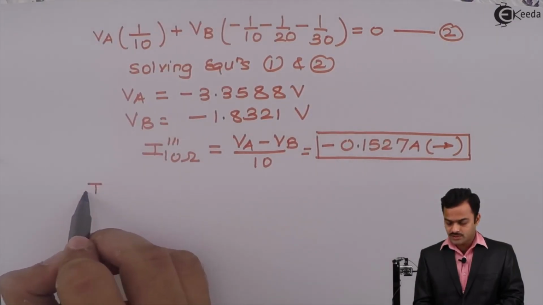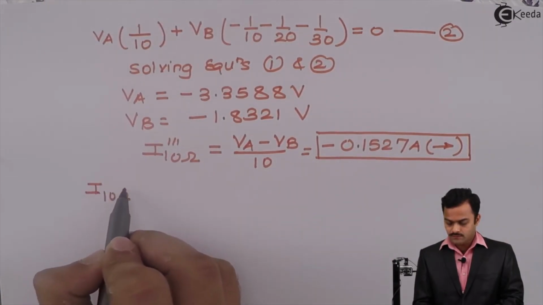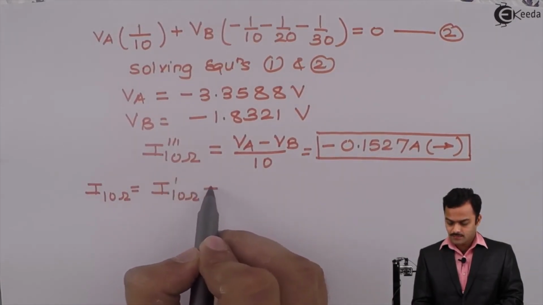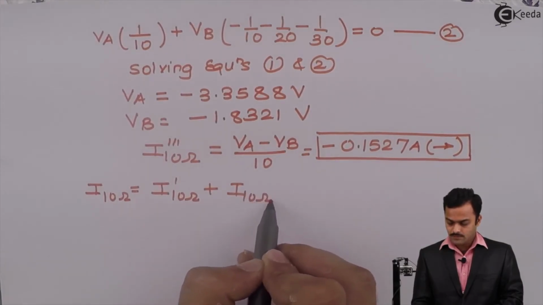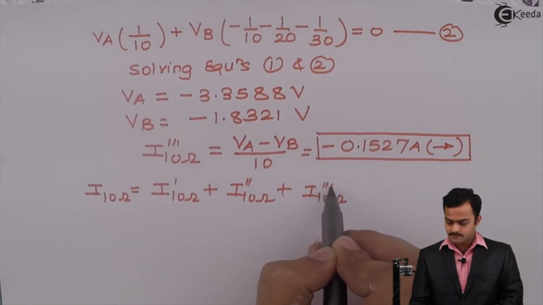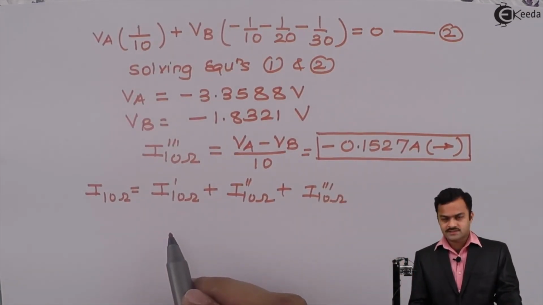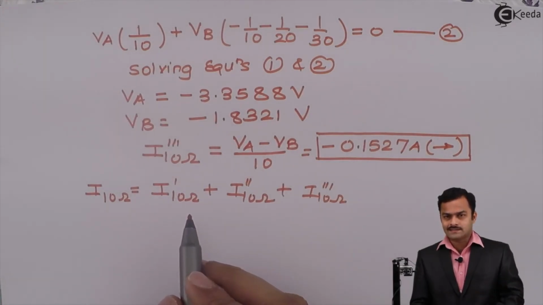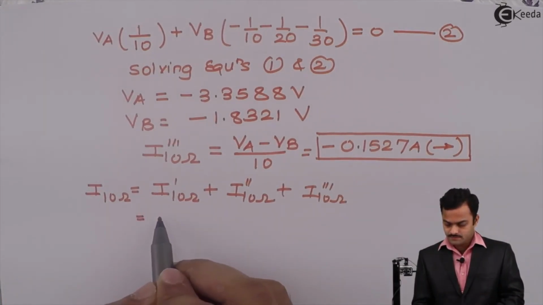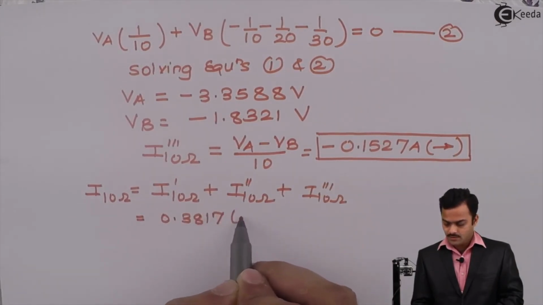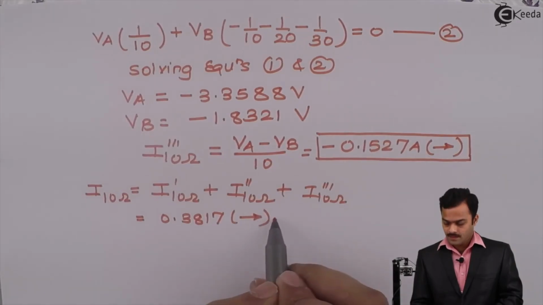Finally, as per the superposition theorem, total current flowing through 10 ohm will be I 10 ohm dash plus I 10 ohm double dash plus I 10 ohm triple dash. Now we got all these three answers. Let's check what is I dash. So I dash 10 ohm is 0.3817 ampere of this direction.